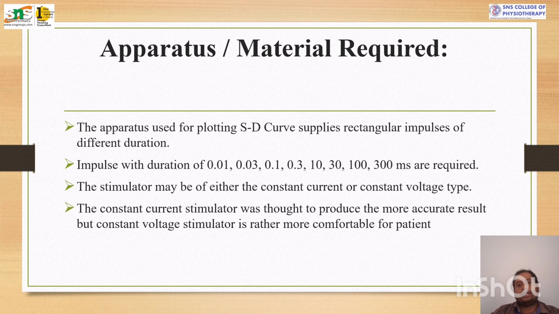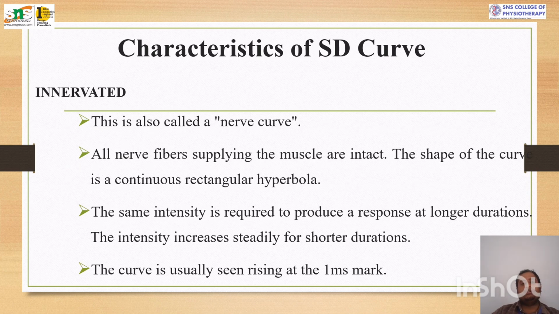Then the apparatus. What apparatus is required for this strength duration curve? As I already said, we are going to mark a graph on a sheet, so first we should have the graph sheet. Then with the voltage meter, we have to give a constant voltage through the circuit, with the patient in a comfortable position. We have to stimulate with the voltage, so we have the constant voltage stimulator.